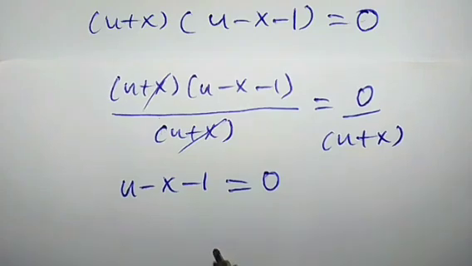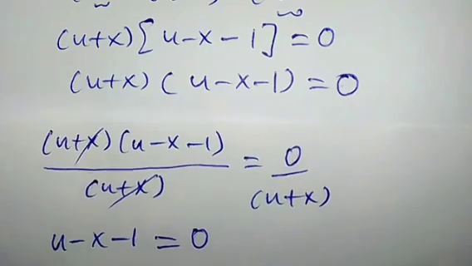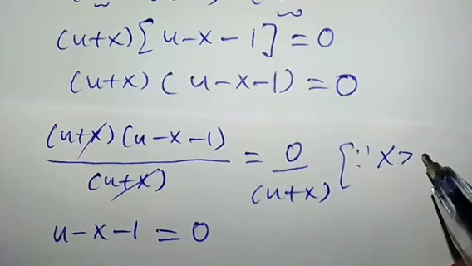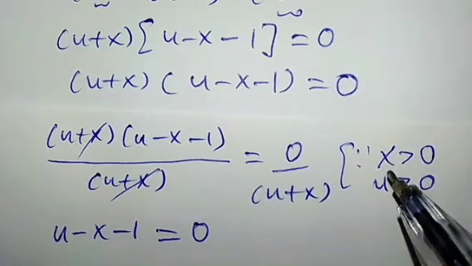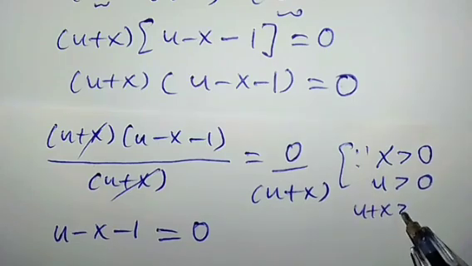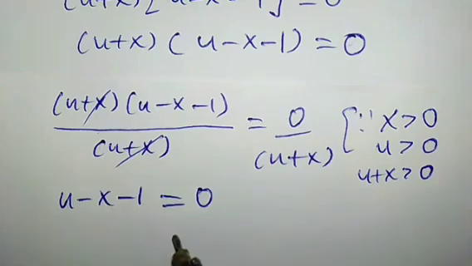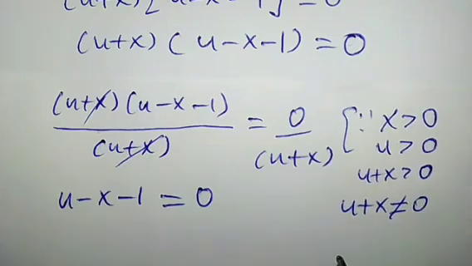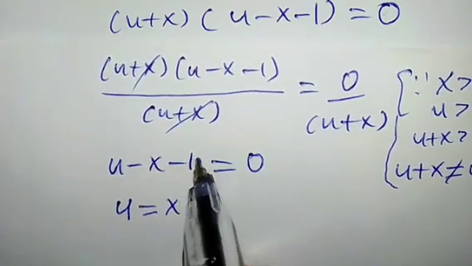Before we continue, one may ask, how is that possible? The reason is that from our condition, since we assume that x is greater than 0 and also u is greater than 0, that means the addition of these two guys will be greater than 0. U plus x is greater than 0. That's how we were able to do this division to arrive at this, because u plus x cannot be equal to 0. So let's continue. U equal to x plus 1 when we transfer each of these guys to the right side.